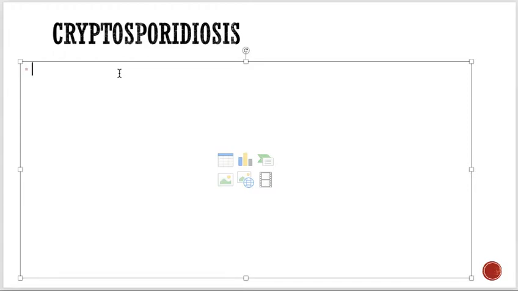So, just to tell you as the introduction, cryptosporidiosis is the name of the condition which is caused by Cryptosporidium. Now, what is the importance of this thing? Or why are we studying this thing?